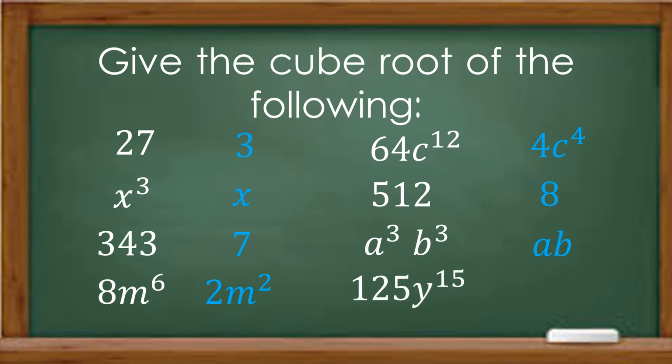Okay, cube root of 125y to the 15th power. So what number will you multiply 3 times by itself to get 125? Then divide 15 by 3. So the cube root of 125y to the 15th power is 5y to the 5th power.